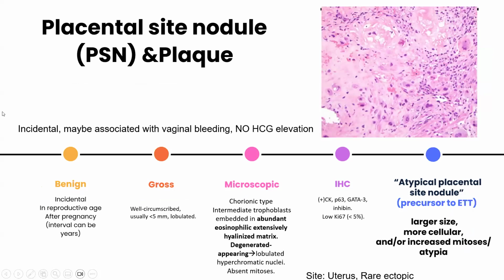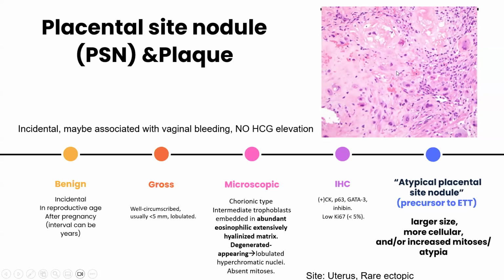Okay. The other one is the placental site nodule or the placental site plaque. Again, this is an incidental finding, may be associated with vaginal bleeding. It's benign, but it's grossly more or less well circumscribed with a size that is less than 5 millimeters. Microscopically, it's formed this time of chorionic type intermediate trophoblasts. It's characterized by this pinkish material, call it eosinophilic extensively hyalinized matrix. It takes the P63 and the inhibin on the immunohistochemistry, and again, it has a low Ki67, less than 5%.